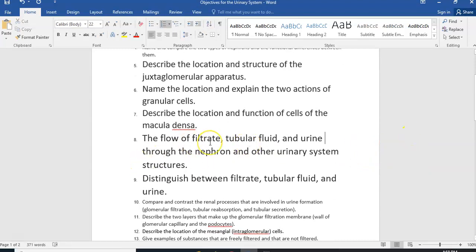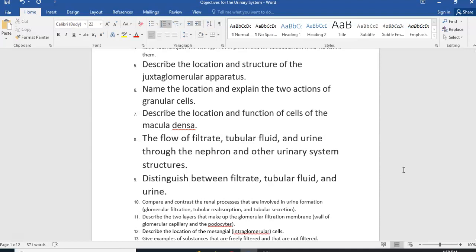All right, so I'm going to go on and talk about the flow of filtrate, tubular fluid, and urine as it goes through the nephron and then through the other parts of the urinary system. A lot of the structures we'll talk about are the ones you guys have already identified in lab and learned about. So first, make sure you know the filtrate. Make sure that you know that any fluid that is filtered is called a filtrate. It's kind of a general term.